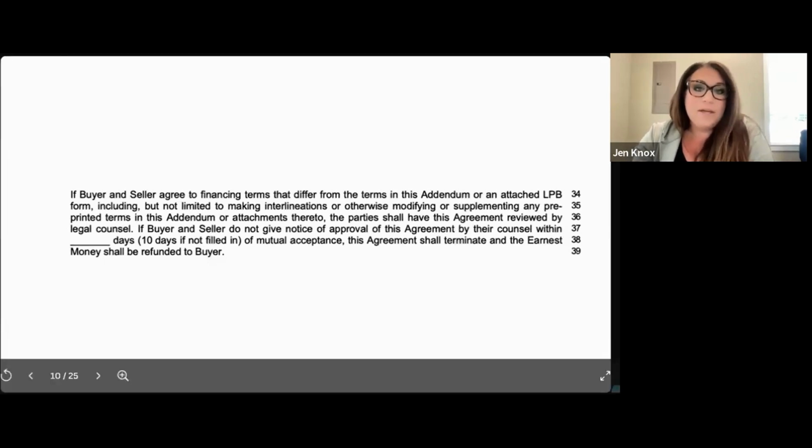If any changes are made again, then it's mandatory for the review. Both attorneys have to accept the changes and proof of approval has to be sent. So the purchase and sale will automatically terminate if the changes are not approved by both attorneys within their 10 days. You can actually change this timeline, so feel free to do that if you need to. But basically, if any changes are made, it is mandatory to get approval for that.